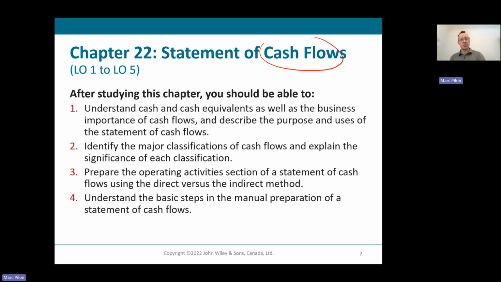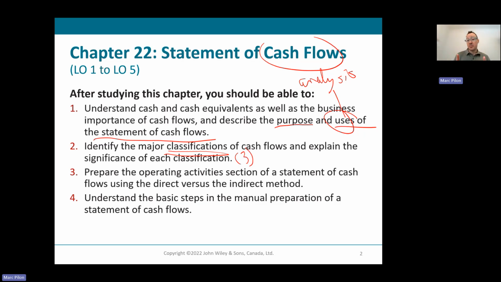So classification. We'll describe the purpose and the uses of the statement of cash flow. The uses are mostly for analysis and decision-making by users of the financial statements, including the statement of cash flows. We're going to focus on the classification. There's three.